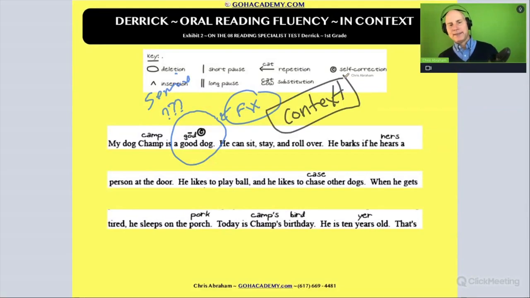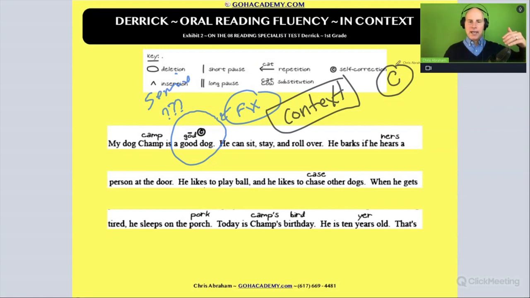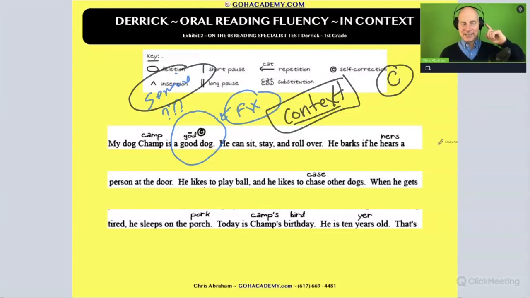A lot of times whenever we see a student do a self-correction, or when we see this C mark for self-correction, it means they used a context clue to fix it. But this is a particular type of context clue. This is a context clue where they hear that it doesn't make sense. And when they hear the miscue, "goad," doesn't make sense, then they look for a context clue called a semantic context clue. Let me write that down.